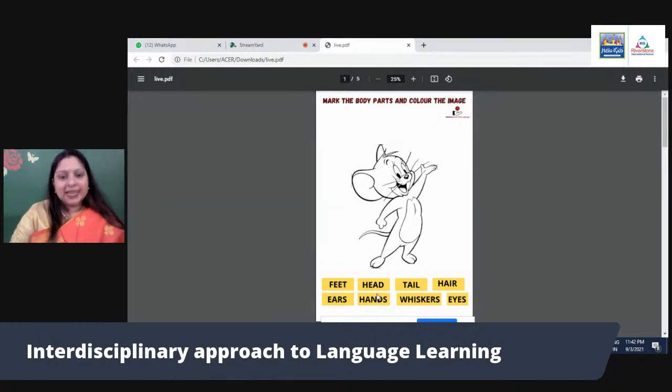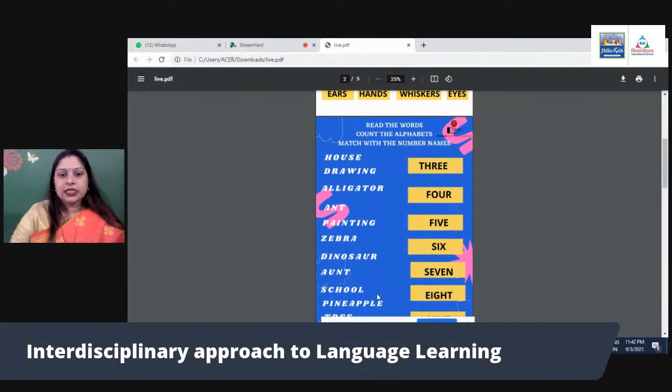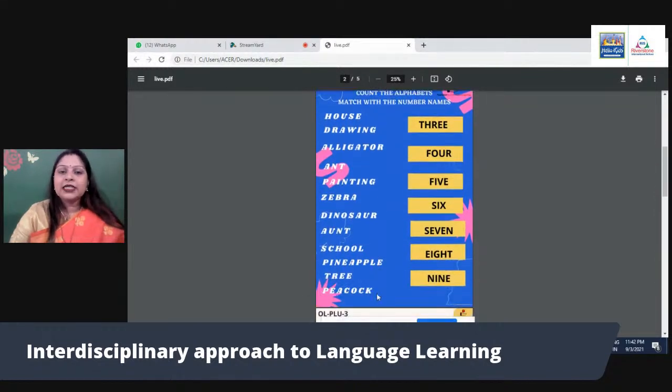Moving on to my second worksheet, here you see that on one side there are various words given and on the other side there are number names. So first, what the child needs to do is read out the words, spell out the words, and then count the number of alphabets, after which they have to match it with the number names.